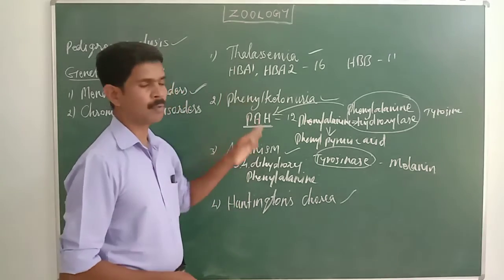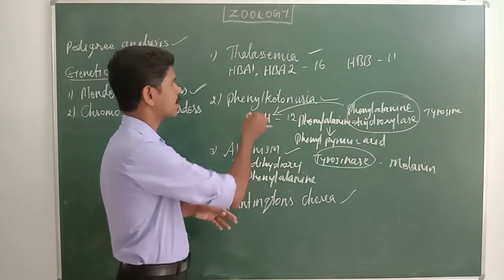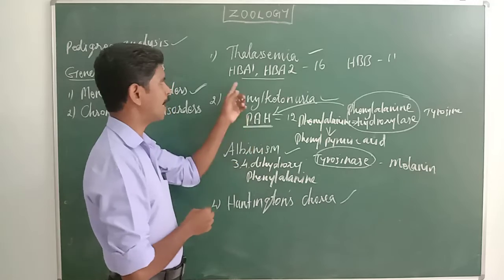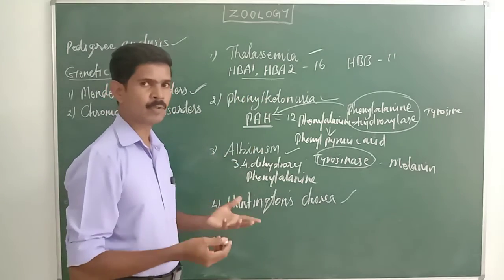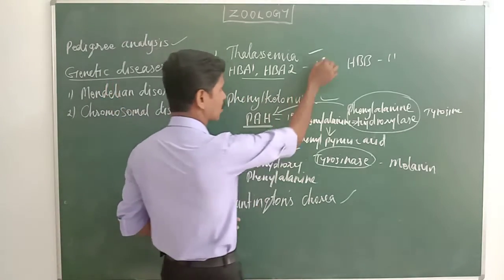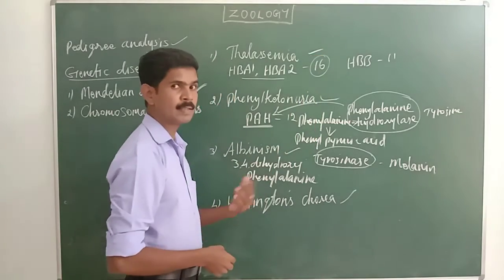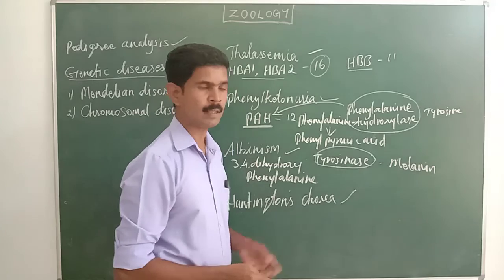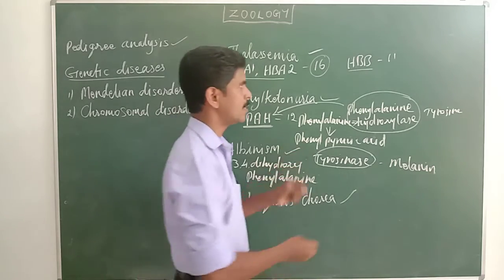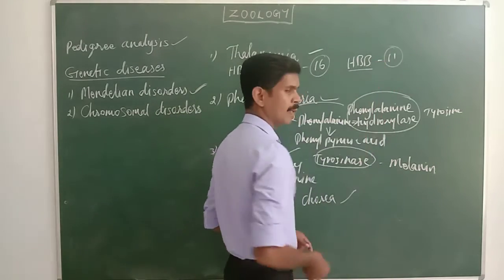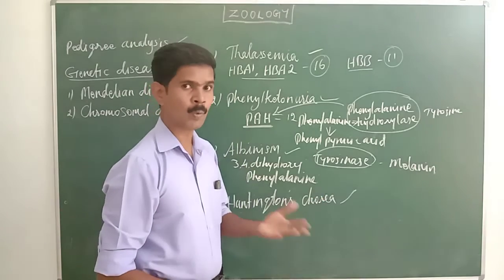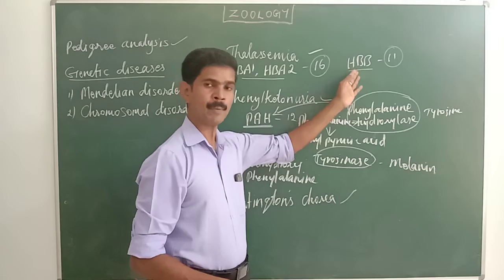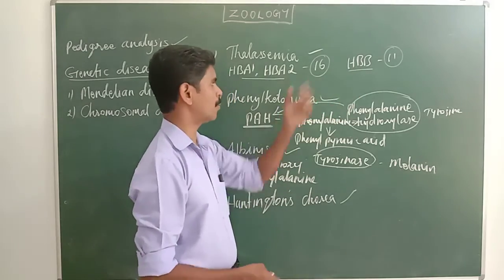And here also many 1 mark questions are there. For example, the genes responsible for alpha thalassemia are HBA1 and HBA2, and in which chromosome are these 2 genes located? Chromosome number 16. The gene responsible for beta thalassemia is the HBB gene, and in which chromosome is this gene located? Chromosome number 11. And which disease is also called Cooley's disease? Beta thalassemia. So these are 1 mark questions.